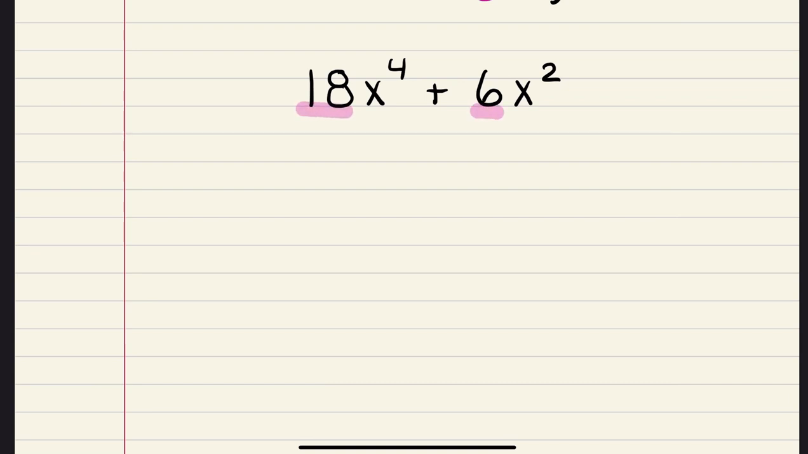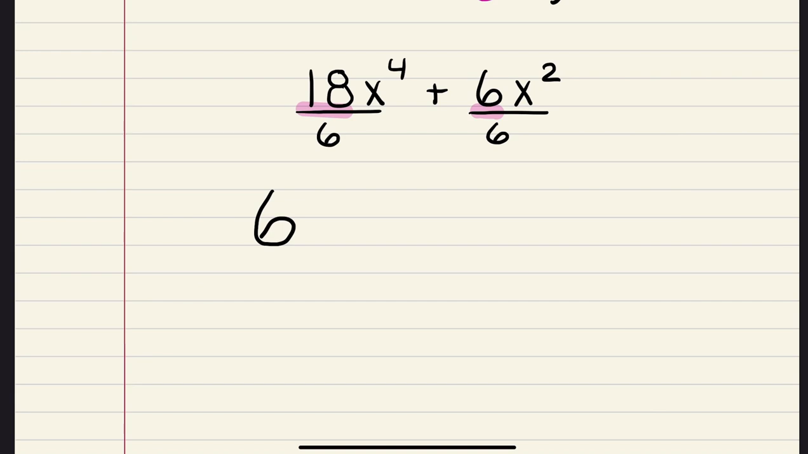So you might be thinking 2 goes into 18 and 6, and it does. 3 goes into 18 and 6, and it does. But I want the largest number that goes into both. And the largest number that goes into both is 6. So I'm going to pull out that 6, and I'm going to make sure I divide it from both expressions as well. So I like to put it all at once just so I don't forget.